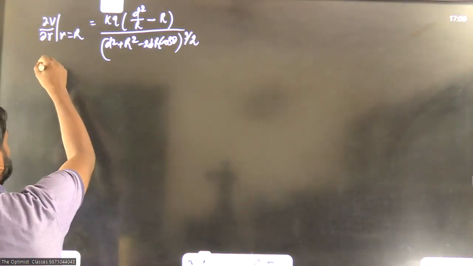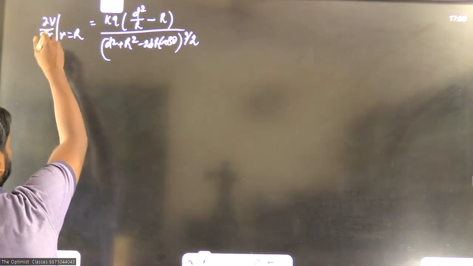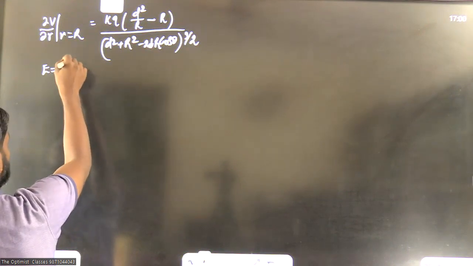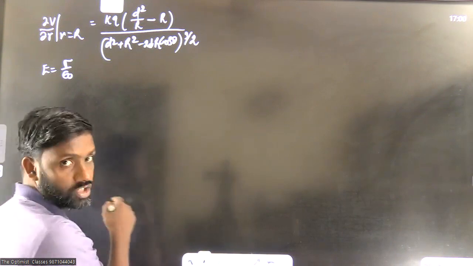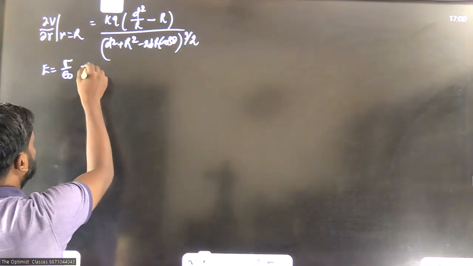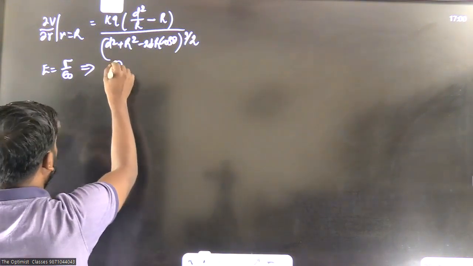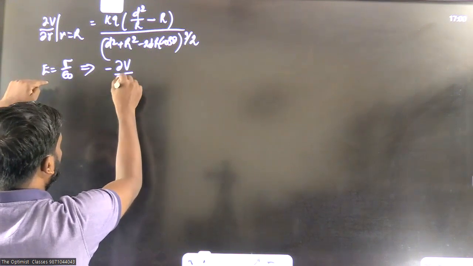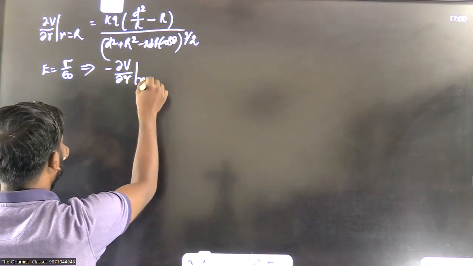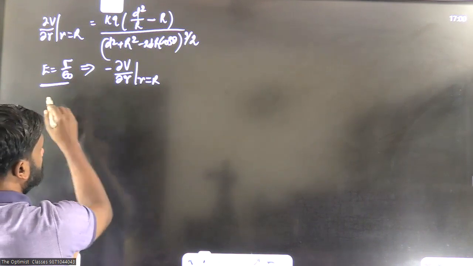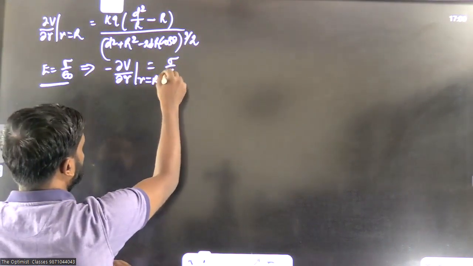Now we know that near the surface of conductor, electric field is equal to sigma by epsilon naught. This is in radial direction. So we'll write here E is equal to, in place of electric field, we can write dV by dr at R equal to capital R. This is near the surface of conductor actually. So this is sigma upon epsilon naught.